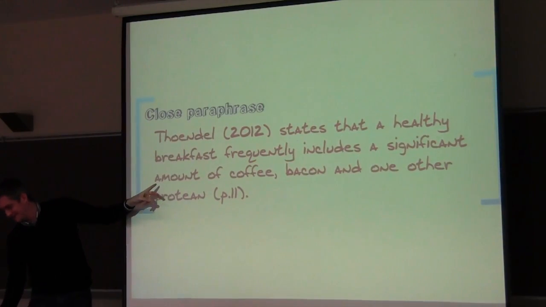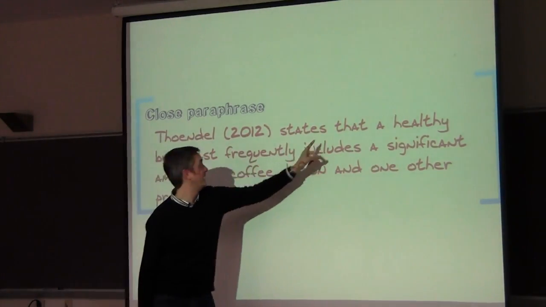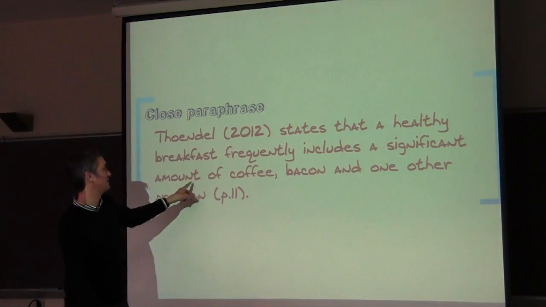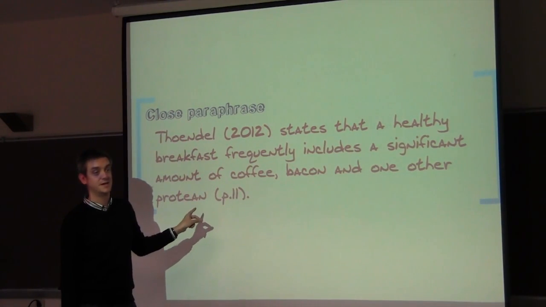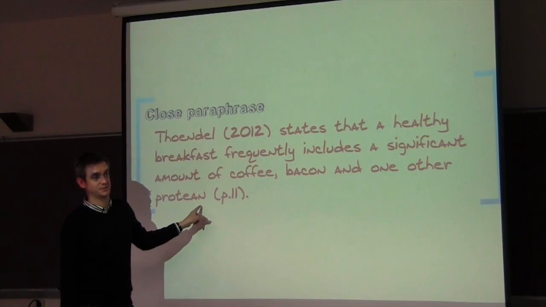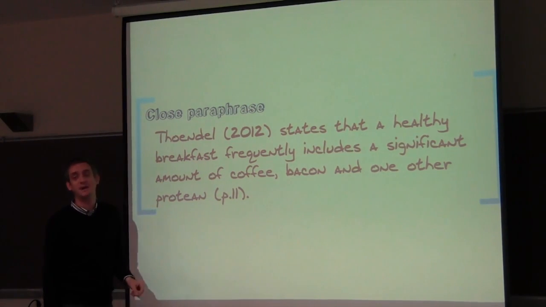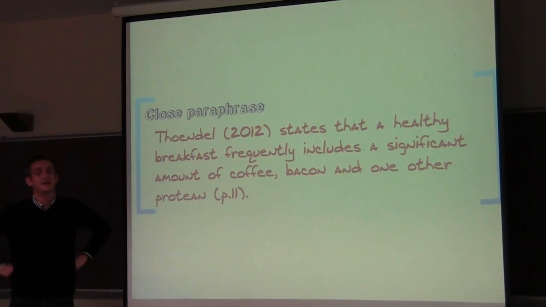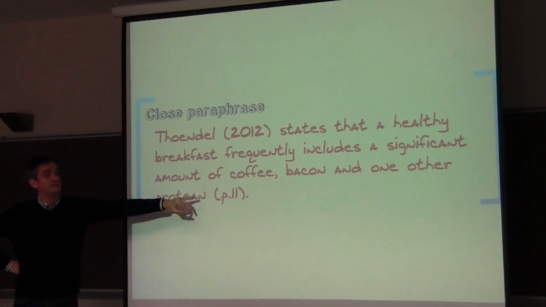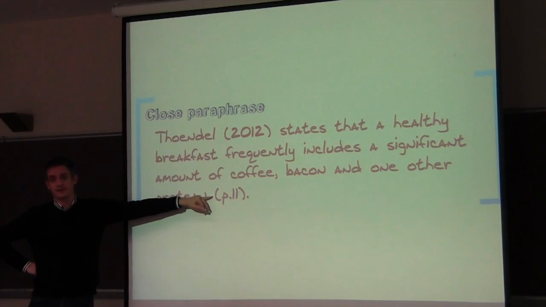And then we've got, Tyndall states that a healthy breakfast frequently includes a significant amount of coffee, bacon, and one other protein. This is very, very close to the original text. Now, what the APA manual tells you to do is, if your paraphrase is very close to the original text, put the page number that you got the very close paraphrase from.